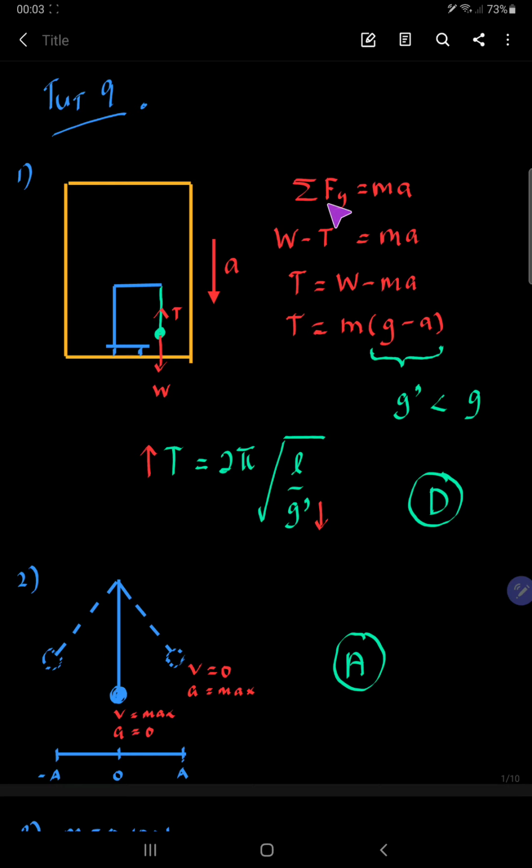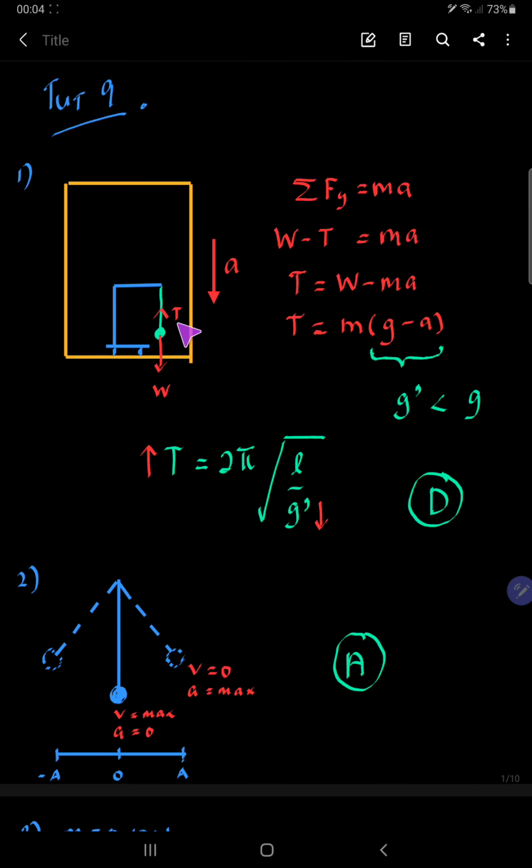So by using the equation of sum of F equals ma, the object is moving downward here. At the same time, the forces exerted on the pendulum system are the weight W of the pendulum bob and the tension exerted on the string. In this case, remember a is dominant. So any force in the same direction as a becomes positive, and any force opposite to a becomes negative. So W is in the direction of a, so W is positive, while T is in the opposite direction of a, so T is negative.